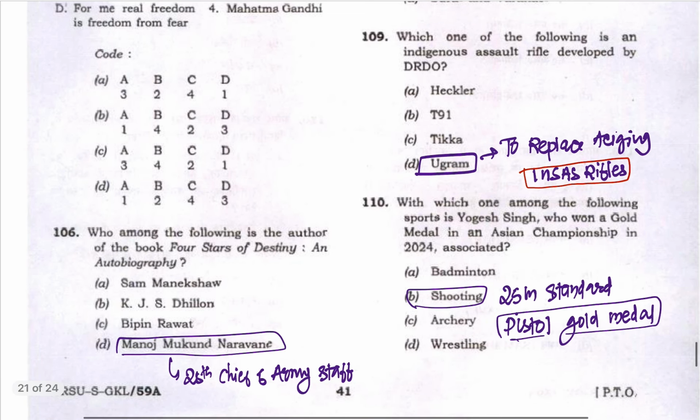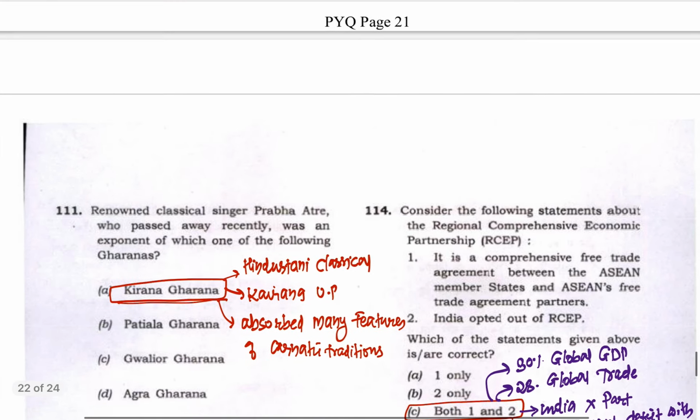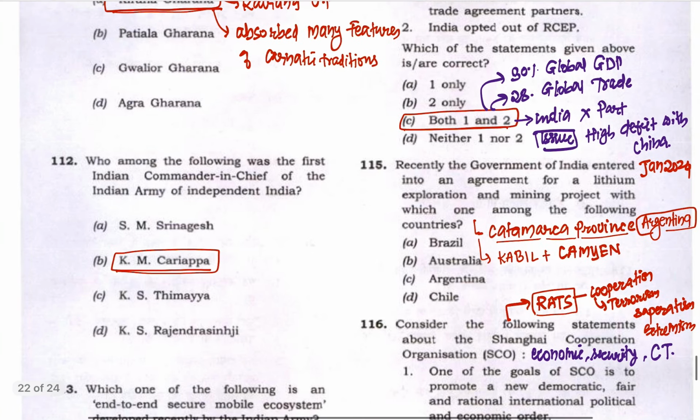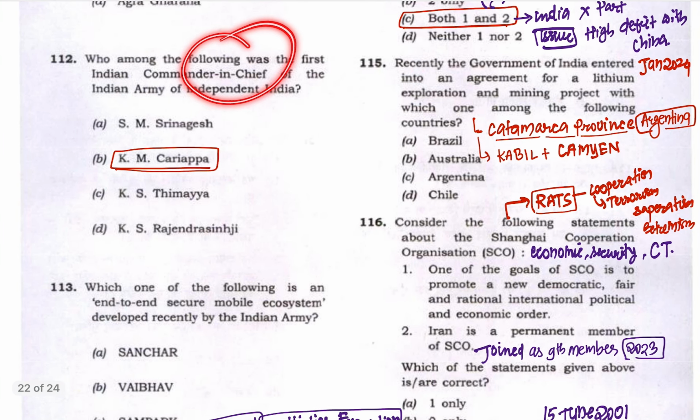Now, DRDO has developed a new assault rifle called Ugram. This Ugram will replace the old, aging INSAS rifles. The first commander-in-chief of the independent Indian Army was K.M. Kariappa.